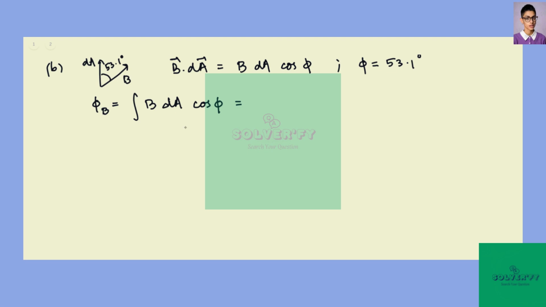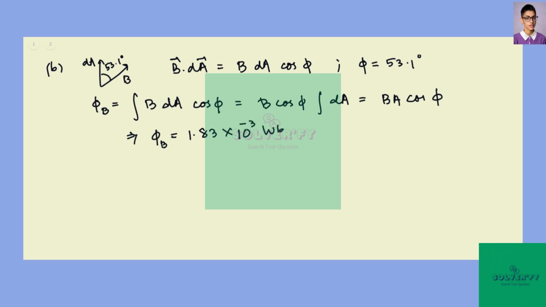And we see that B and cos phi are constants, so they come out of the integration and we are left with the integration over the area. So that gives us the total area A times cos phi. And we solve this and we get this value of flux to be 1.83 times 10 to the power minus 3 Weber.